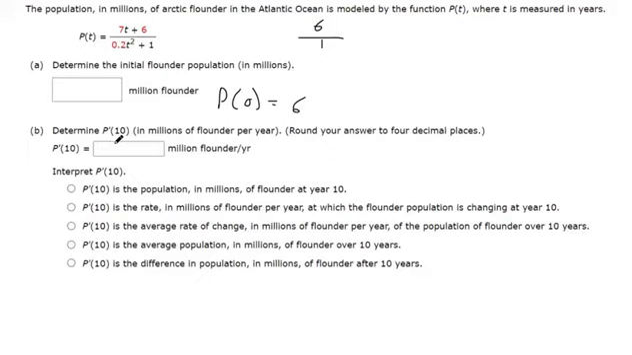B asks us to determine the slope when there's 10 million flounder per year. So, in millions of flounders. Slope when there's 10 million flounders. So you need to find the derivative and then plug 10 into it. So for the derivative, you could use the quotient rule.